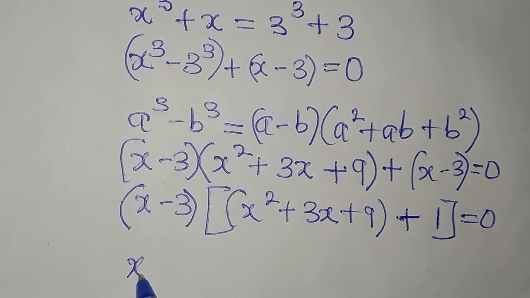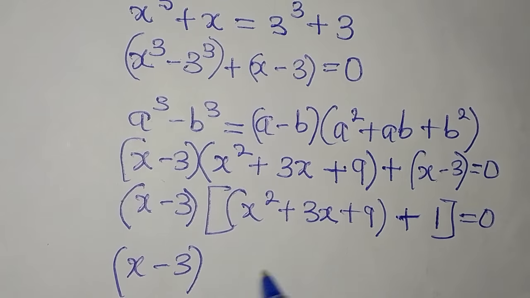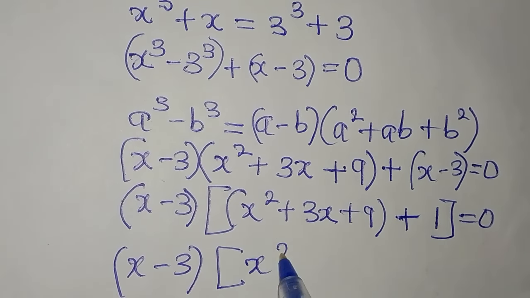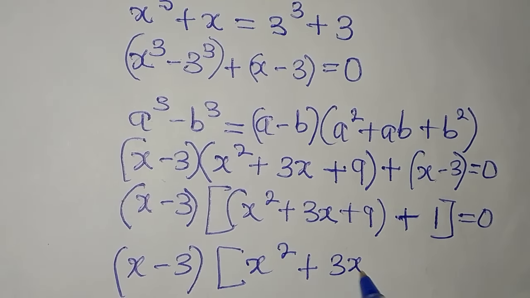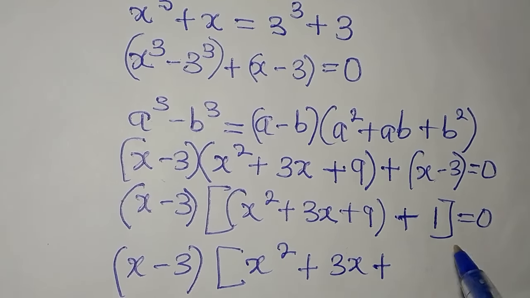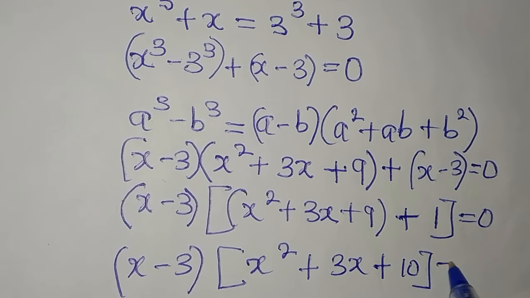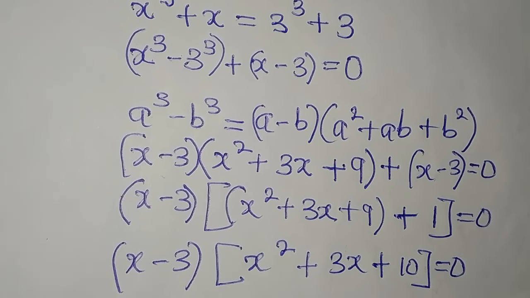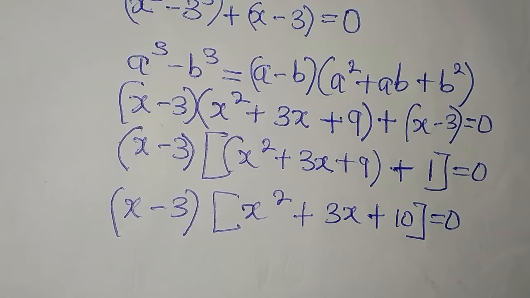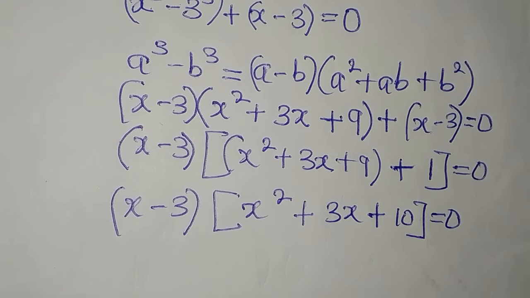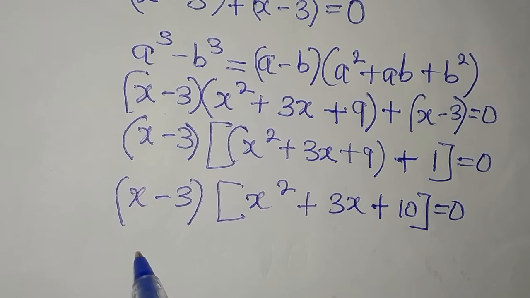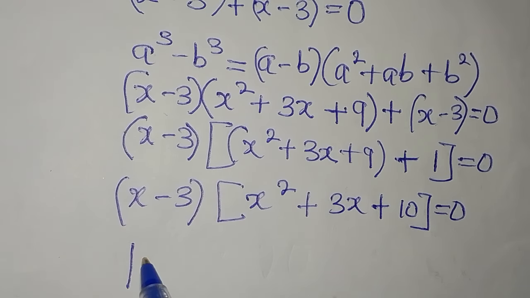Now this means that x minus 3 is a factor, and then x squared plus 3x plus 9 plus 1 is 10. Now the whole of this is equal to 0. And from here now, we are multiplying both of them to get 0. So we can apply what we call the zero product rule.